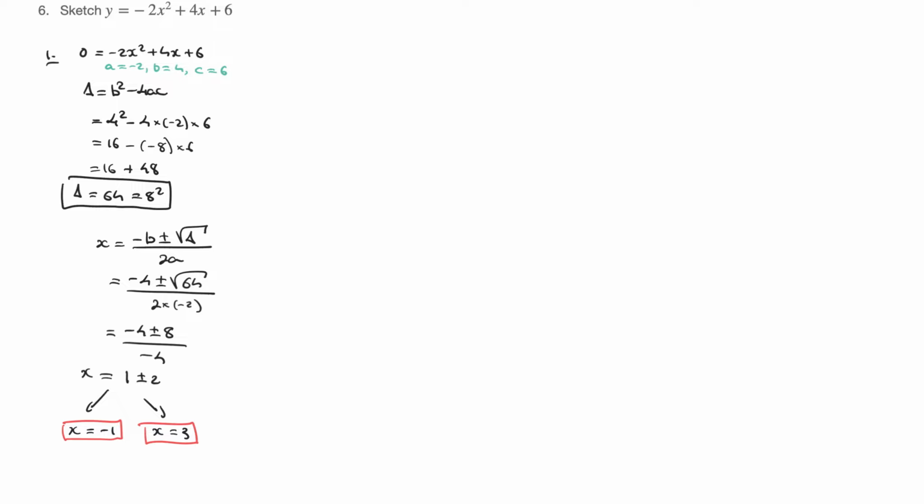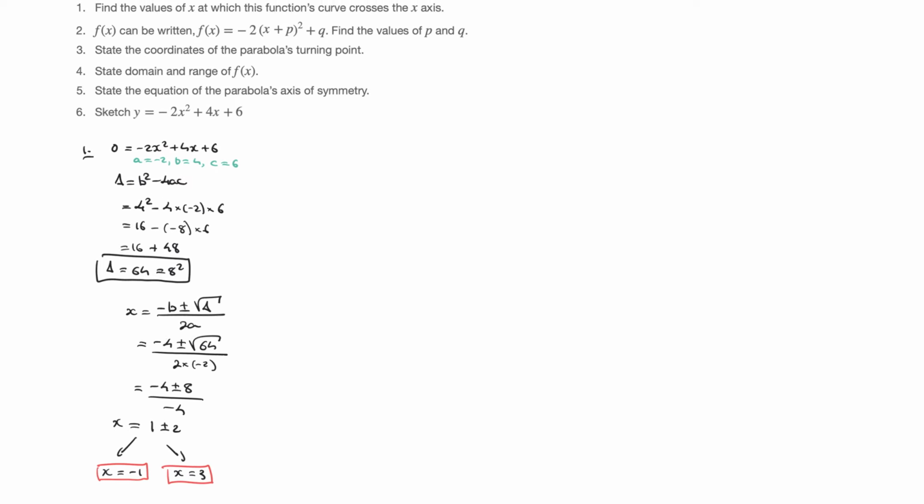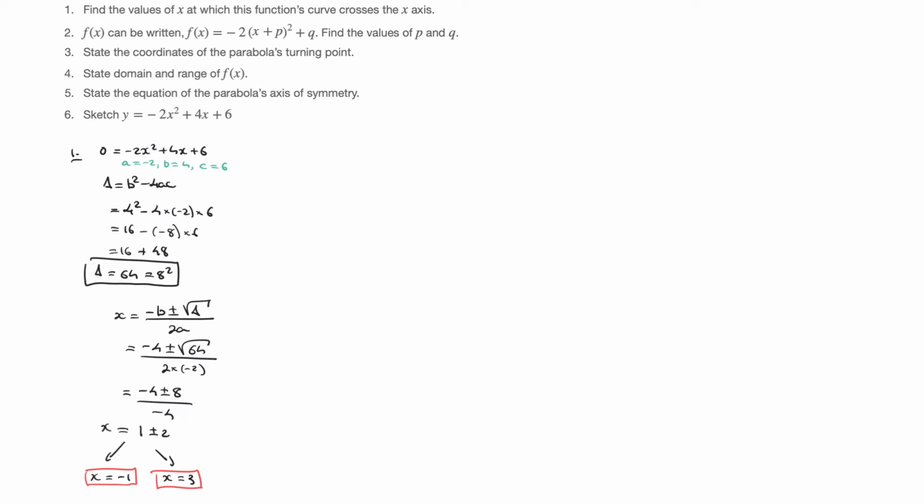Yeah? Now, with that in mind, it's going to be difficult to fit everything on the screen here, but I'll give it a shot. I'm now in a position to move on to question 2. Now, question 2, we're told f of x can be written as f of x equals negative 2 times x plus p squared plus q.